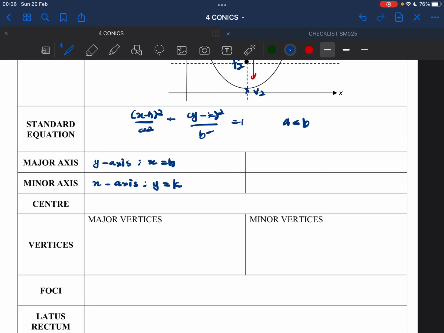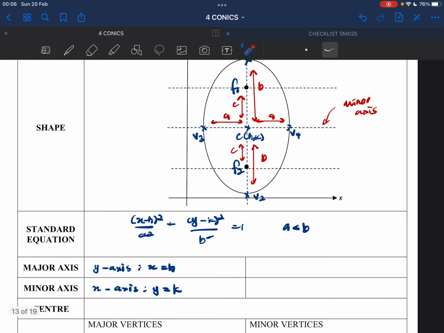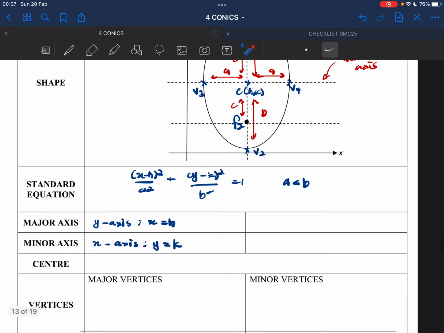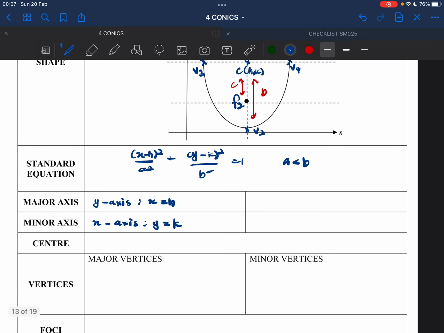Okay, so the length of the major axis. Here is your major axis, vertical, which is these two lengths here. Since you have b here, that means the length of the major axis for a vertical shape is 2b. The length of the major axis here is going to be equal to 2b, while the length of the minor axis is obviously 2a.